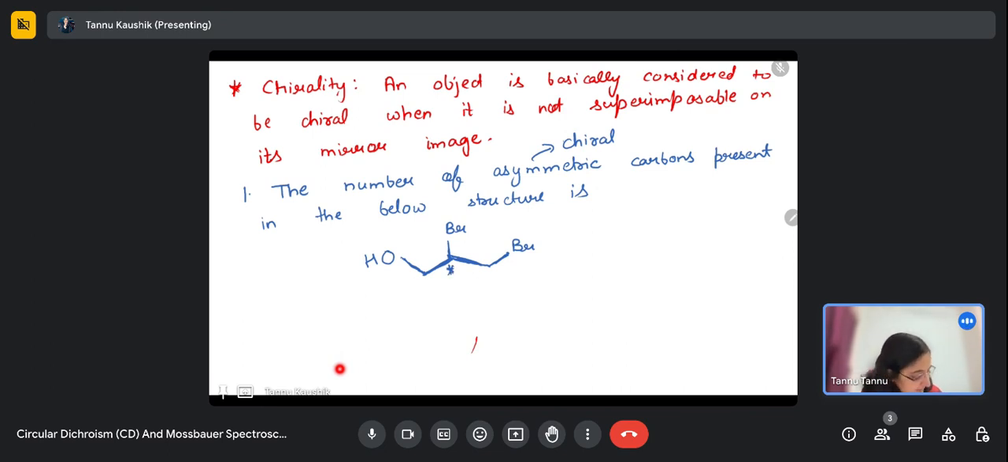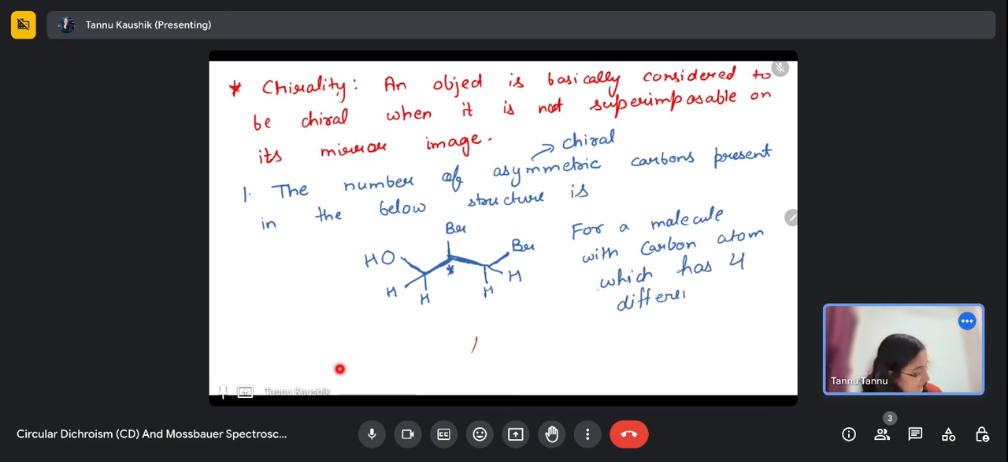Yes. So, here we can see that a carbon atom in a molecule which has four different substituents is said to be an asymmetric or chiral center.